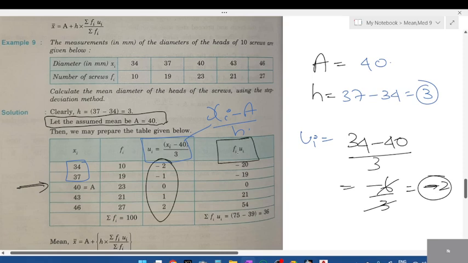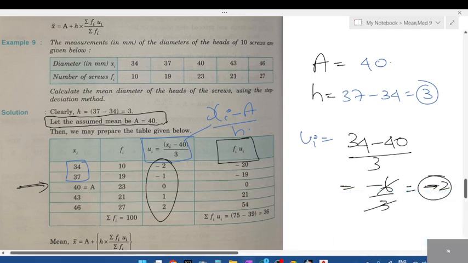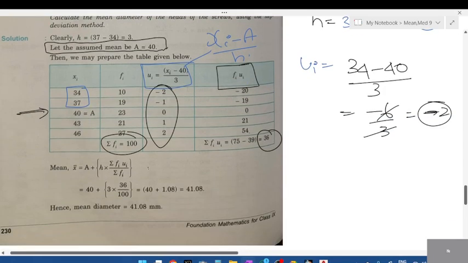Then we have a column, FiUi. Multiply this column. Then look at the summation. You get 36 here, 100. That is what they have done. Apply the formula. Add, subtract, you'll get the value. Will you all go through that one question? Is it clear, all of you? Step deviation.